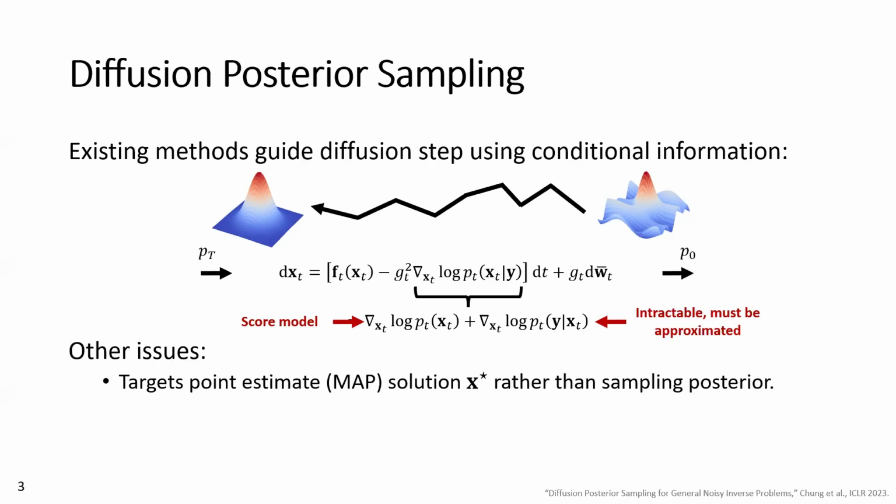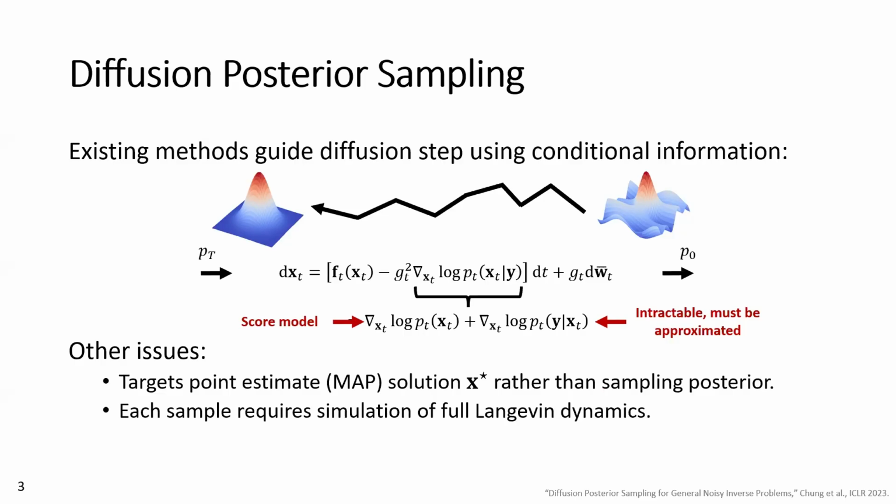A few downsides of these methods include that they target only point estimate or maximum a posteriori solutions rather than actually sampling from posterior, and it's also very inefficient to sample from these methods since they require simulating the full range of dynamics to obtain a single sample. In this work, we provide a solution which allows us to efficiently accumulate posterior samples.